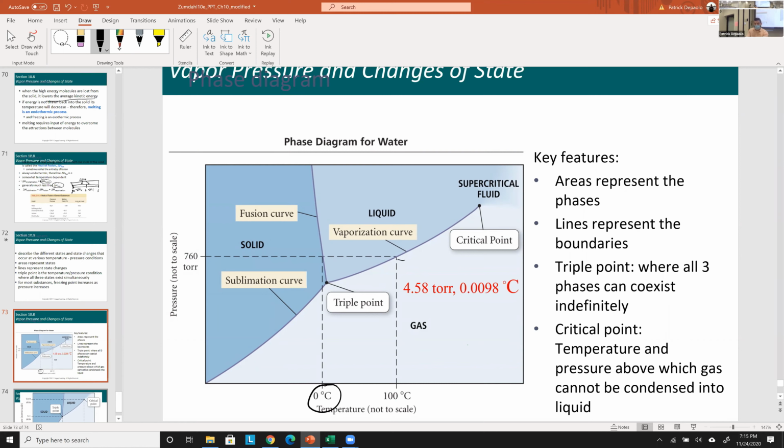Because look what happens out here, right? Let's say this is 150 degrees. At 150 degrees at normal atmospheric pressure, 1 atm, water is of course a gas. If you increase that pressure, what's going to happen? Eventually it'll hit a point, and once you cross this line, which is called the vaporization curve, you go into the next phase. You either condense or you vaporize. In this case, going from gas to liquid would be condensing.